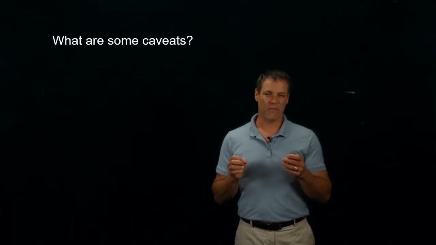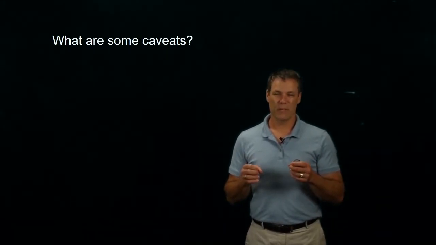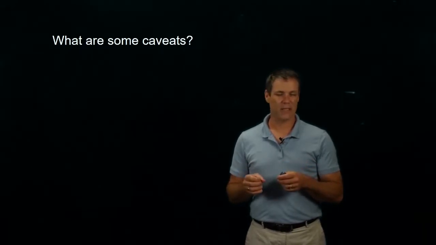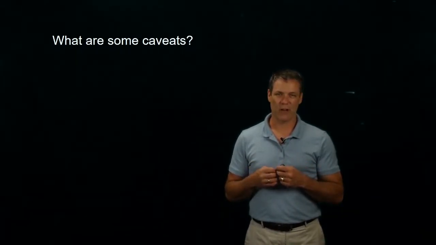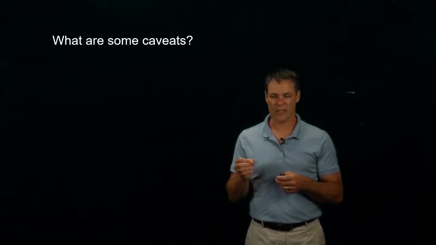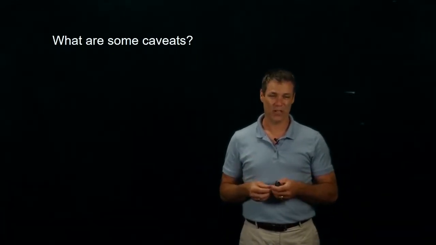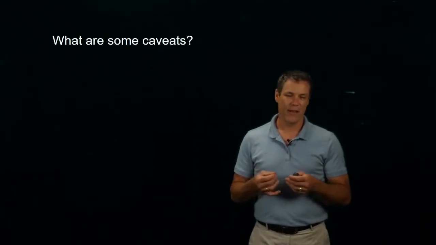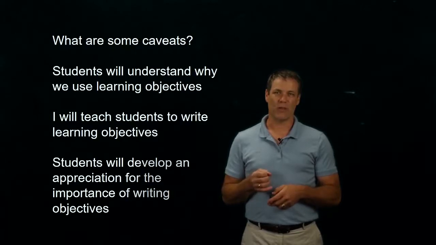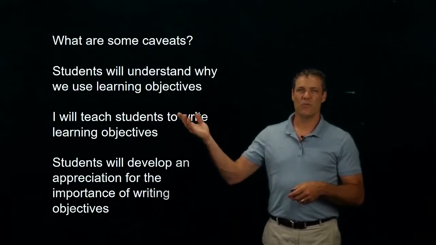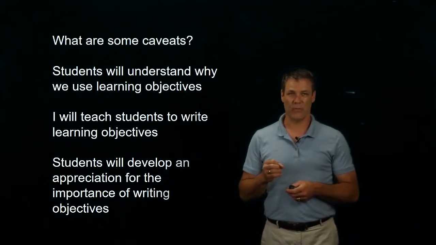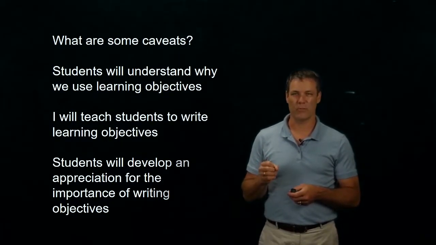I can tell you that there's some very common mistakes that faculty, presenters, anyone creating learning environments make when writing learning objectives. And not everyone makes these mistakes, but when mistakes are made, these are the ones that come across most frequently. The first thing is that we often find faculty not writing measurable outcomes. Students will understand why we use learning objectives, for example, is not a measurable learning objective.